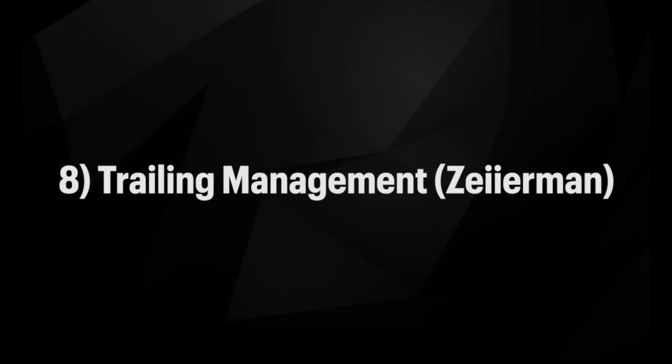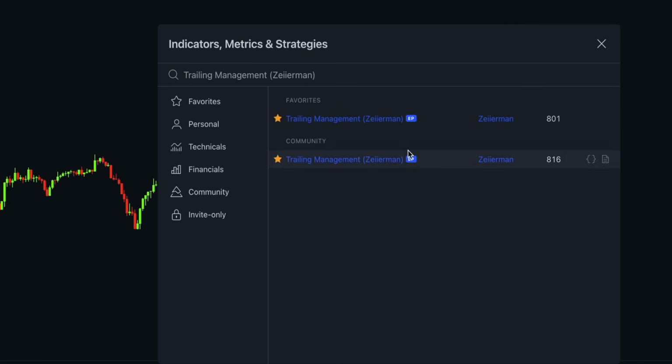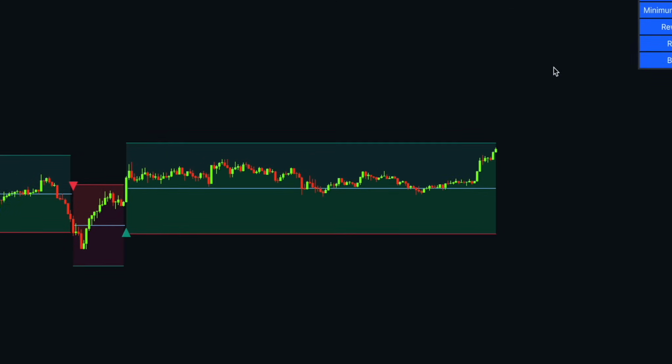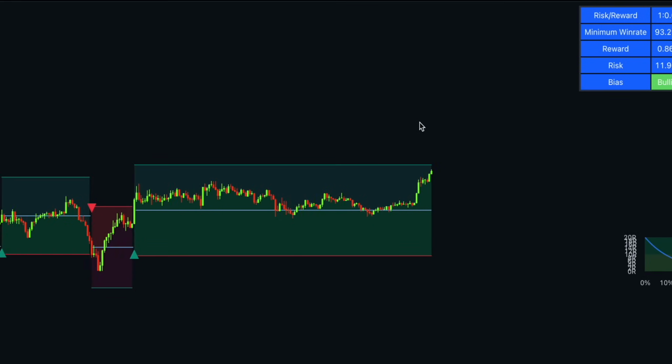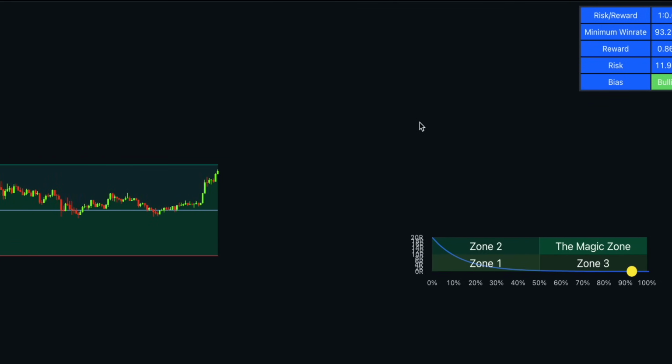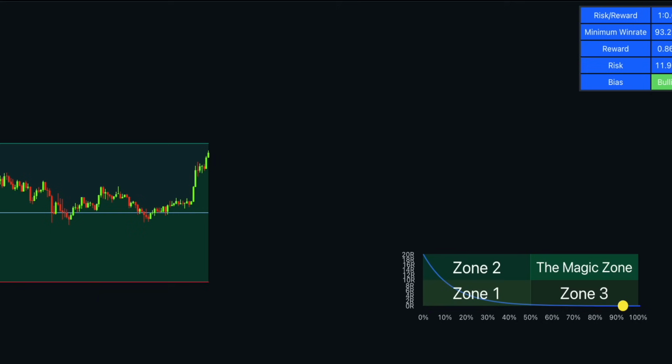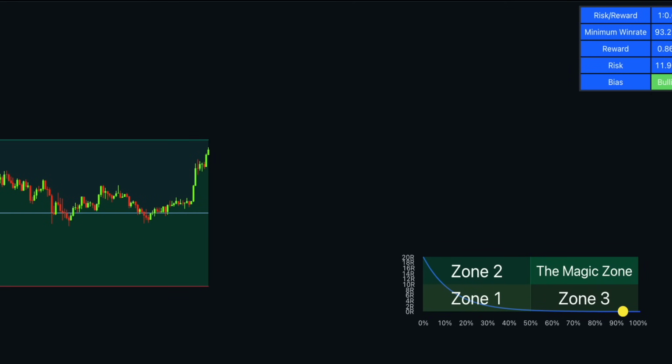On the 8th place, I included a powerful money management indicator called Trailing Management by Zierman. The Trailing Management indicator is designed for those of you who seek an automated and dynamic approach to managing trailing stops. It helps you make systematic decisions regarding when to enter and exit trades based on the calculated risk-reward ratio. By providing a clear visual representation of trailing stop levels and risk-reward metrics, the indicator is an essential tool for both novice and experienced traders aiming to enhance their trading discipline.